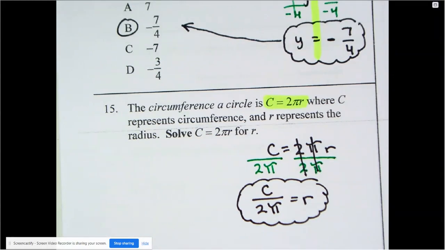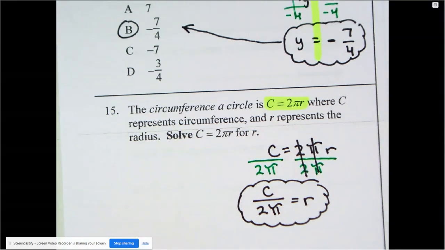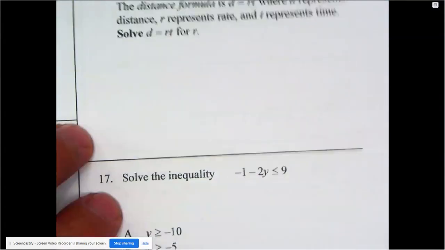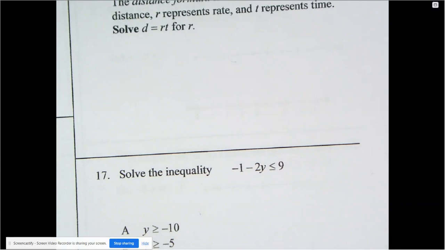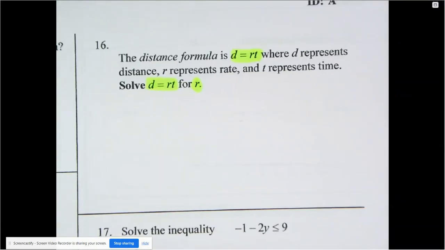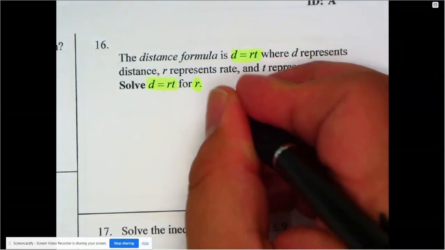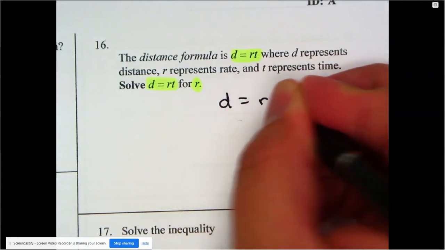All right, so same situation coming up with number 16, where all they want me to do is they want me to solve it. All right, so here we go. Number 16 coming up. Now they said, okay, we have a distance formula. The distance formula is equal to D equals RT. There's the distance formula. But then they said they want me to get R all by itself. No worries there. Look, I write it down. D is equal to RT.